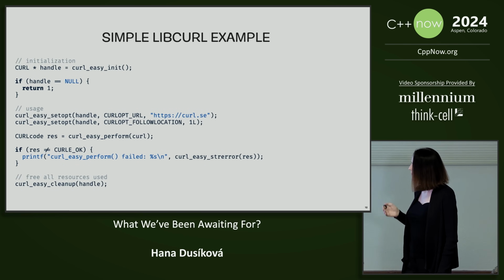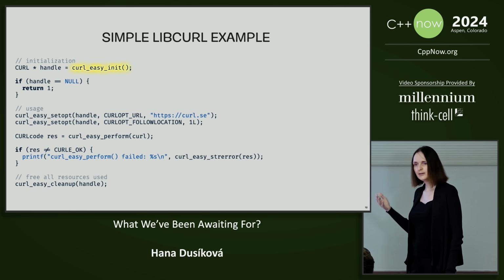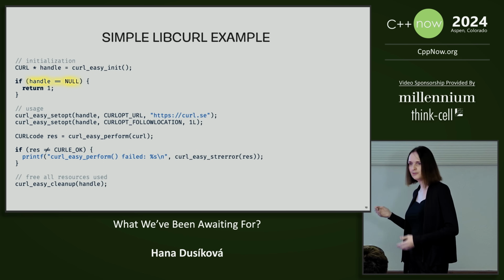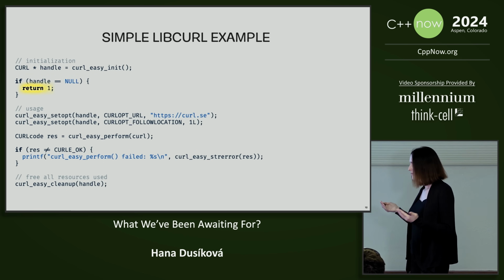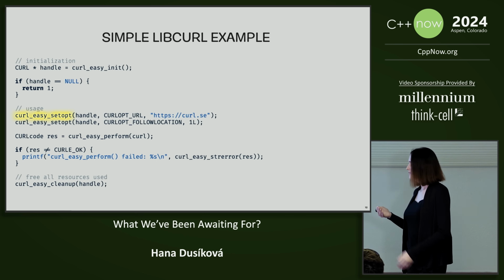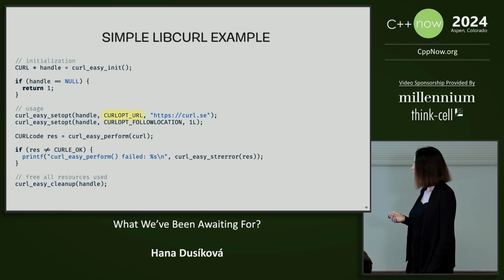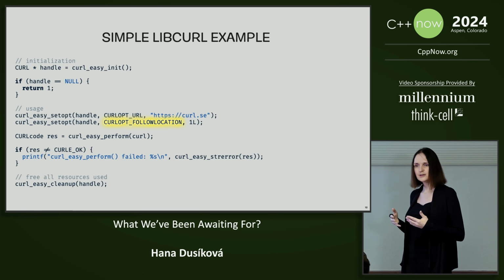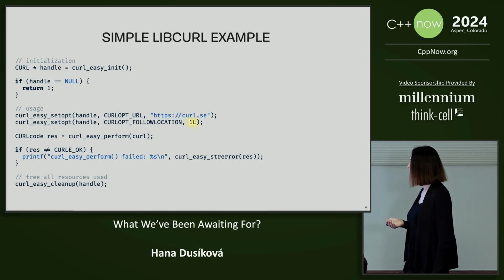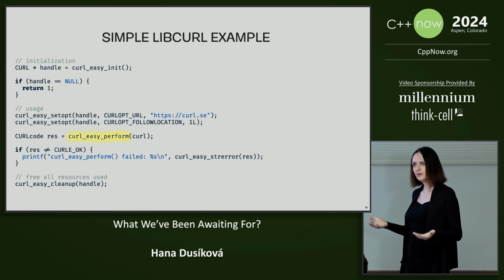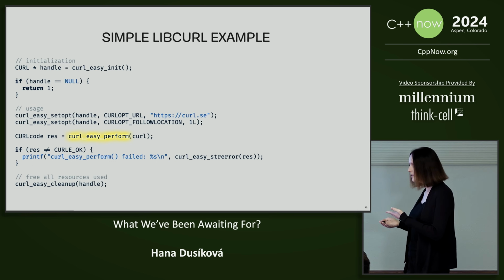So for those who don't know how to use it, you create a handle, check if there was an error, return something as an error. This is just C. Set the URL you want to download. You want to also follow location if there is some redirection. Then you do the download itself. It's blocking. And at the end, you need to check if it's OK. And then you do the cleanup, and it's done.